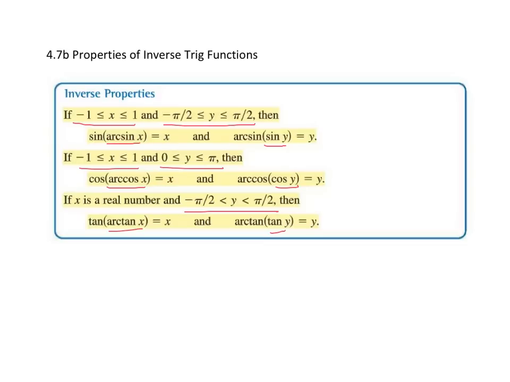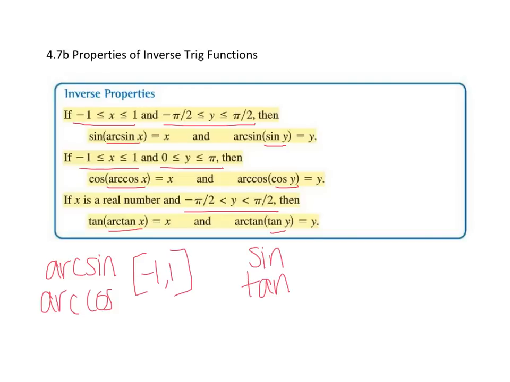So basically, if you're taking the inverse sine, inverse cosine, so your arc sine, your arc cosine, this number needs to be between -1 and 1. If you are taking the sine or tangent, you need to be in quadrant 1 or quadrant 4. And if you're talking about cosine, you need to be in quadrant 1 or quadrant 2.